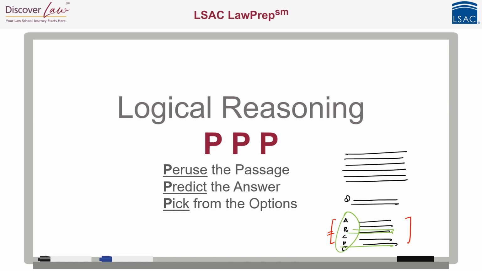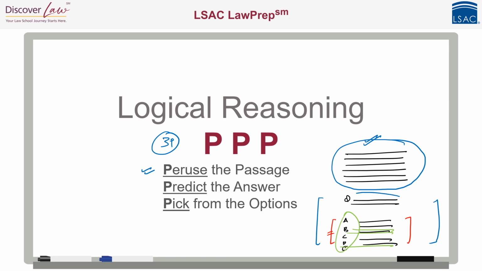To be able to overcome this problem, I suggest you follow the 3P method. In this method, you first peruse the passage. So you only try to understand this passage. You do not read the question or the options. Once you've been able to understand the passage, go ahead and read the question. And then try to predict the answer, which means that you do not treat the question as an MCQ. You do not treat it as a multiple choice question. Try to predict the answer as if there were no options.